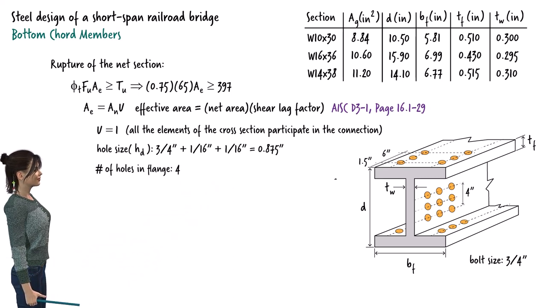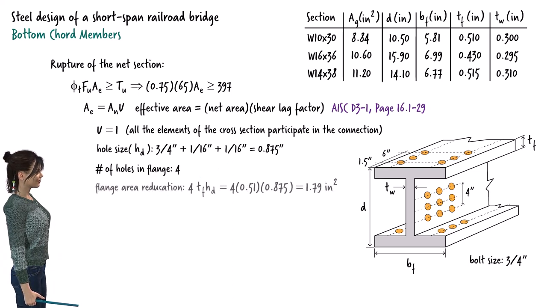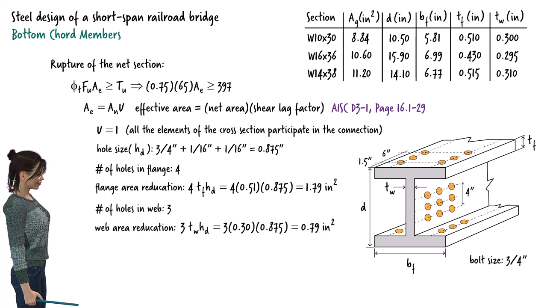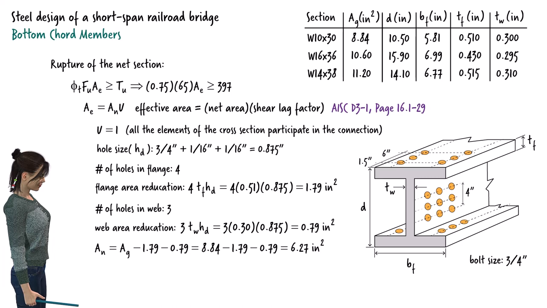Since there are four holes in the flanges across a typical cross-section at the connection, we need to subtract 4 times the flange thickness times the hole diameter from the area of the cross-section to account for the presence of the holes. Similarly, we need to subtract 3 times the web thickness times the hole diameter from the gross area of the cross-section to account for the holes in the web. So, the net area of the cross-section equals the gross area minus these 2 area reductions.